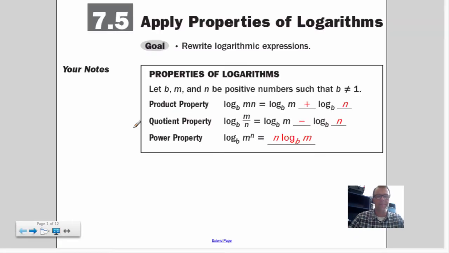Full screen. All right, here we go. Section 7.5, apply properties of logarithms.